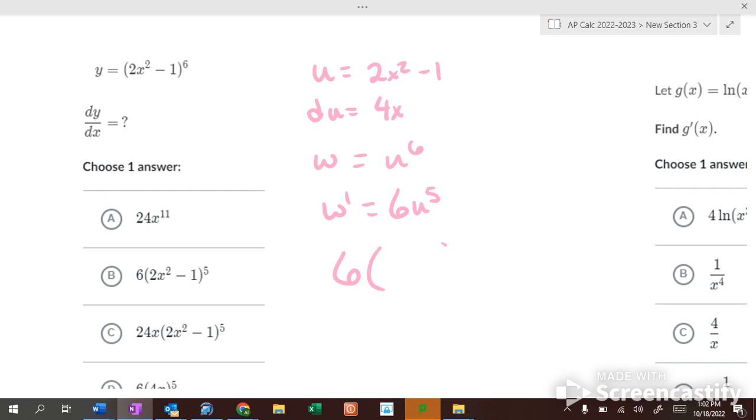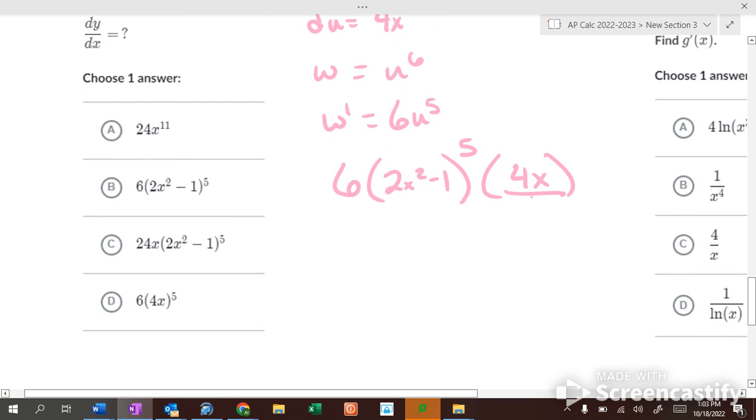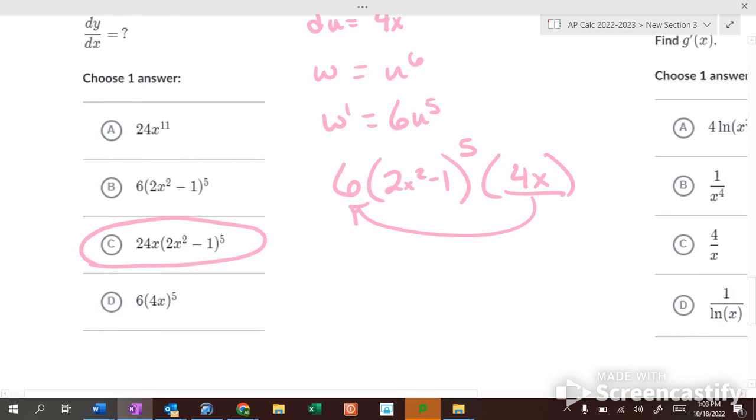6. Replace the u here with what u is, (2x squared minus 1) to the 5th power, times the first derivative of u, 4x. Well, if you take 4x times 6, that's 24x times (2x squared minus 1) to the 5th. That is the chain rule.